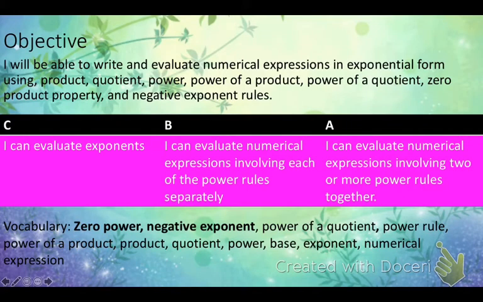Today's objective is: I will be able to write and evaluate numerical expressions in exponential form using product, quotient, power of product, so everything we did yesterday, and then adding on power of a quotient, zero product property, and negative exponent rules. If you do not have your orange paper with you, that is okay, but you should be taking notes either on the computer or on a piece of paper yourself because you will need to be turning those in, and you will need to transfer that to the orange paper when we get back into school tomorrow.